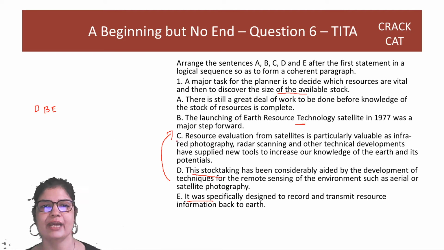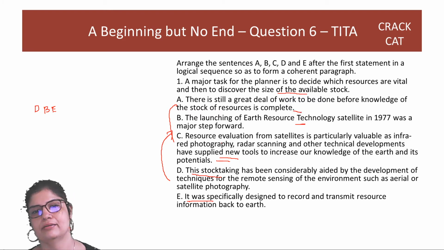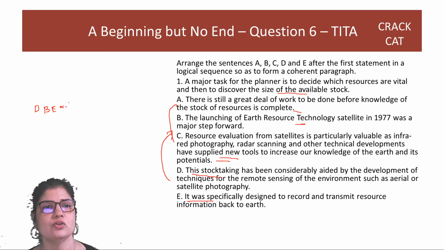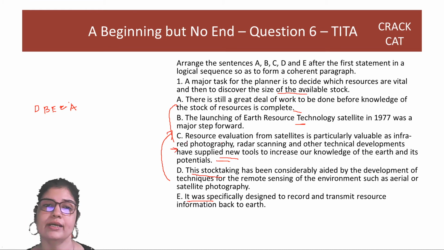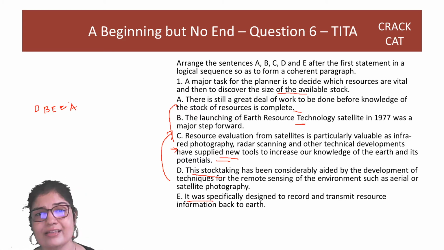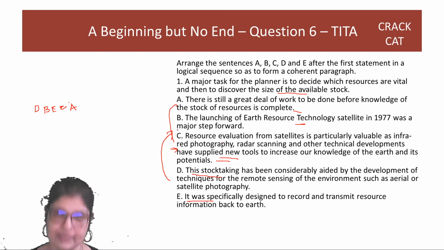Now we need to decide between C and A. There's a lot of things that come up, is particularly valuable, right? And have supplied new tools, but there is still a great deal of work to be done. So it has to be D, B, C and A. A has to conclude. You cannot say there's still a great deal of work to be done and say, oh, so much is still happening. A has to conclude that so much has happened, but there's still a lot of work to be done, right?